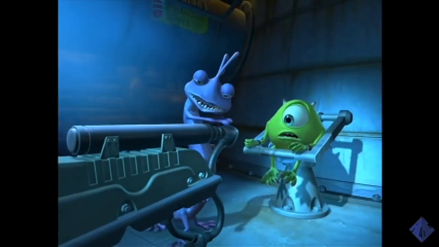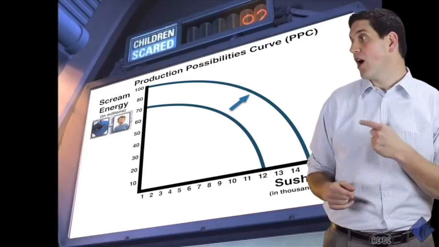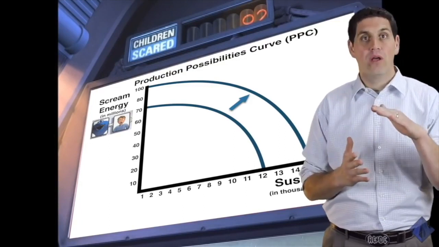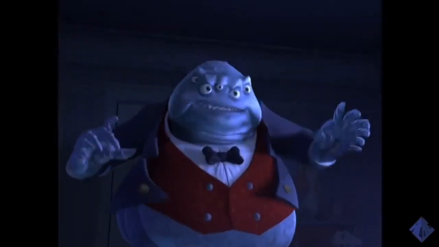Randall. Say hello to the Scream Extractor. Hello. In this case, the production possibilities curve would shift outward. We can produce more of both goods. But at what cost?